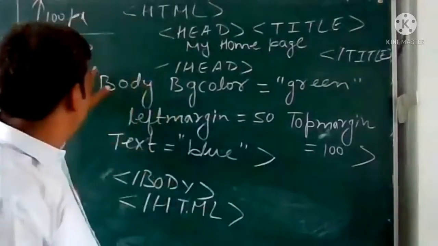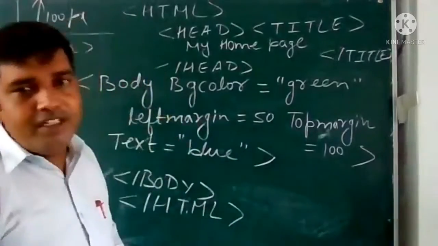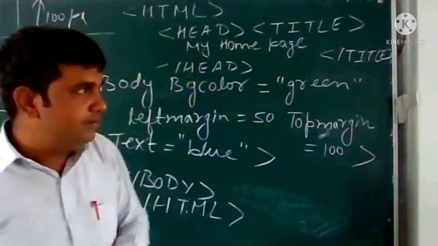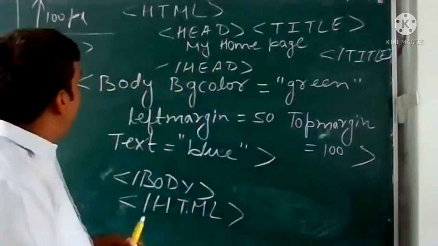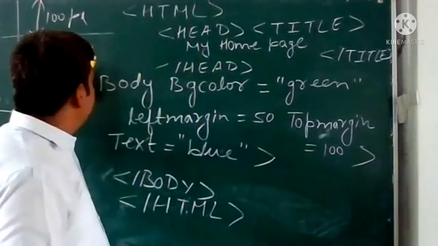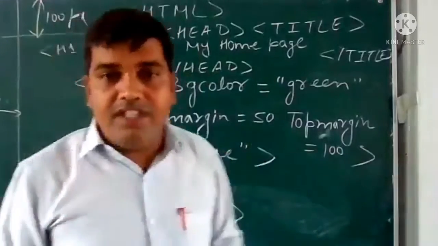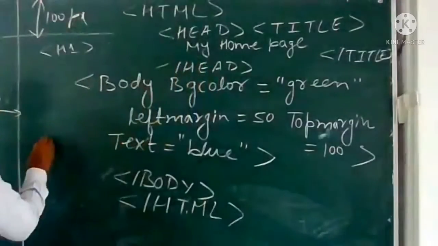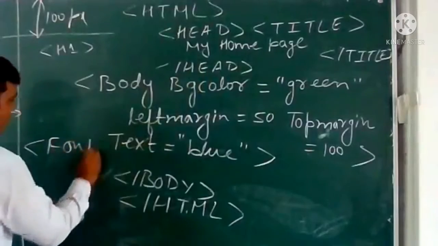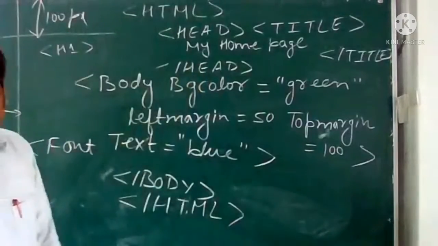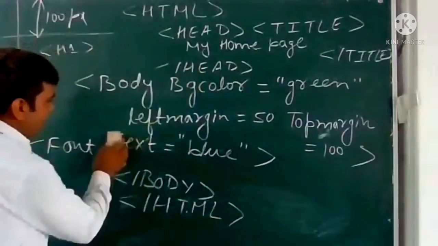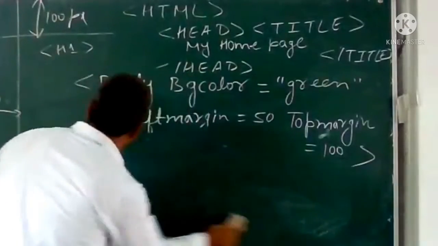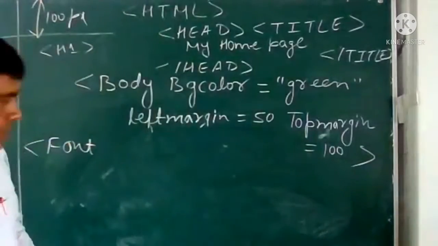So we have written H1, and after that we have written e-tourism. We have set the title of the web page as e-tourism. And after that, for changing the color and the style of the text, we are using the font tag in HTML. Which tag? Font tag. To set the color of the text, we use color. To set the size of the text, we use size. And to set the style of the text, we use the face attribute.